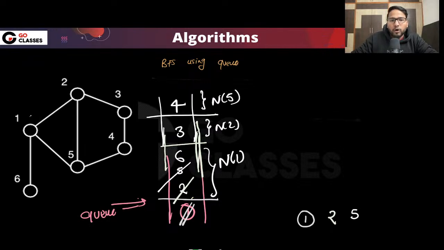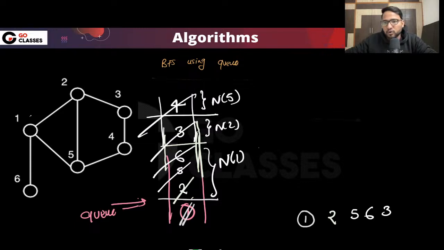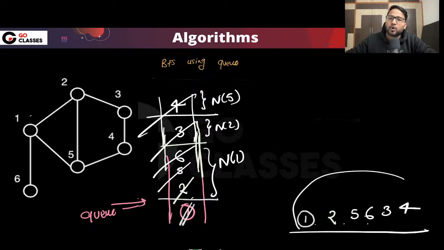Now what will you do? Now let's pop out this 6. If you pop out this 6, you will write the 6 here and put all the neighbors. Since there is no other neighbor, you will write it directly. Now you pop out this 3. There is no neighbor of 3. You pop out this 4. There is no neighbor of 4. So 1, 2, 5, 6, 3, 4. This is one of the orders that you have got.